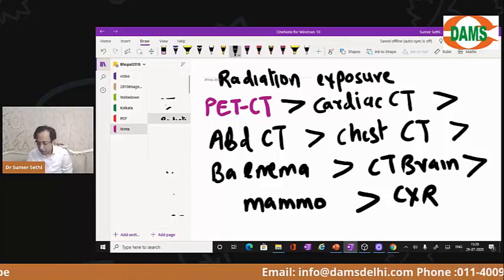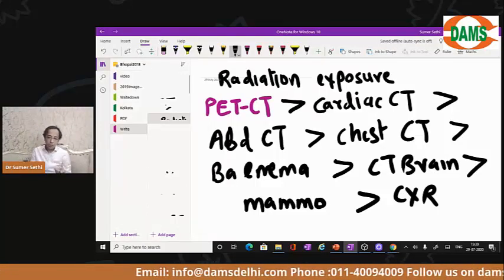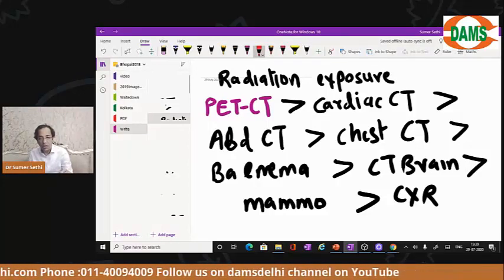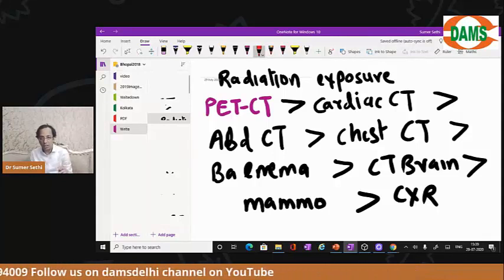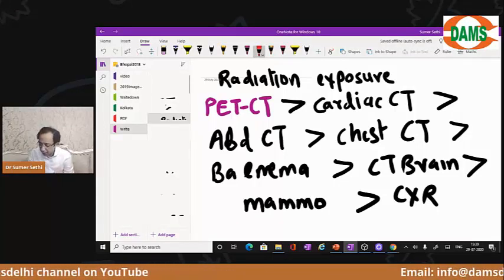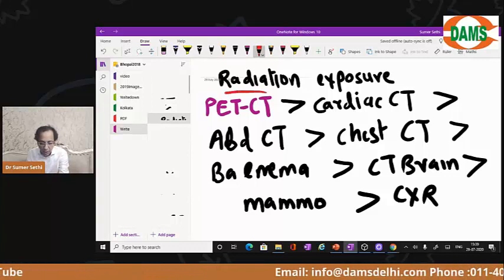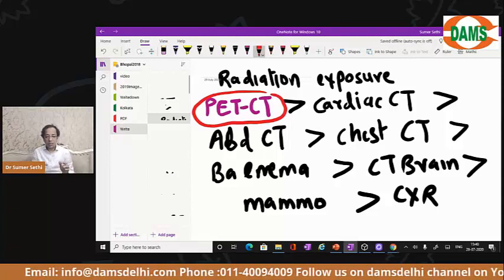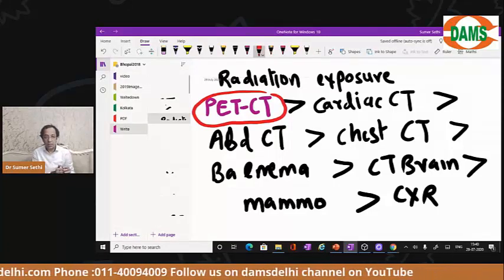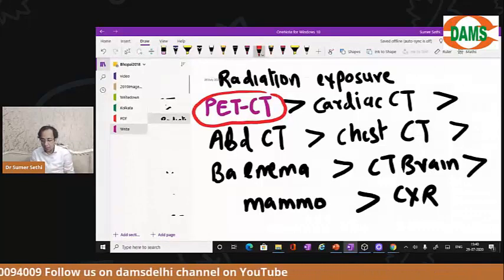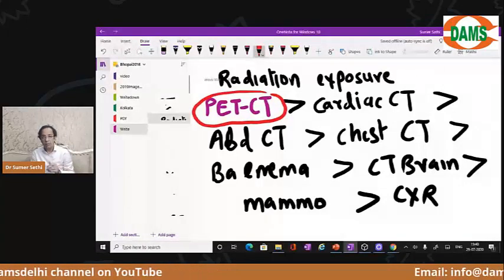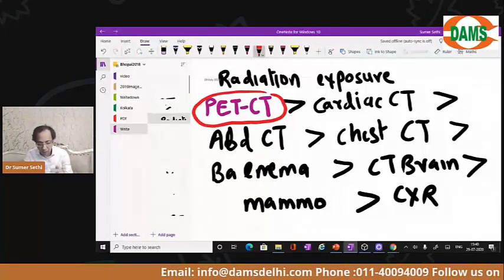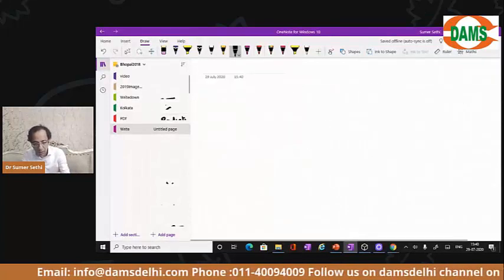Okay. So this is one of the most important sources of questions that you will always get in your exams. Whenever we say radiation exposure is maximum seen in, or in AIIMS they will ask you a question, arrange the following in order of radiation exposure. So please keep in mind, PET CT has maximum radiation exposure. Then we have cardiac CT, then abdominal CT, then chest CT, then barium enema, then CT brain, then mammography, then chest X-ray.